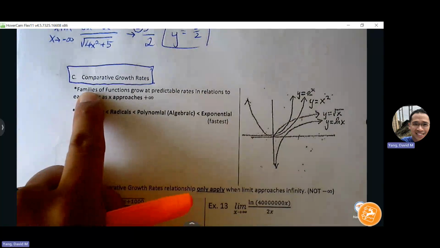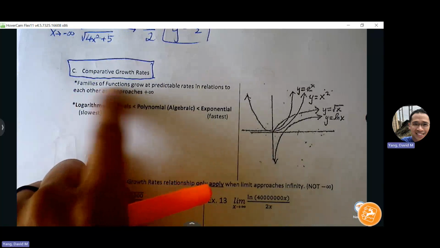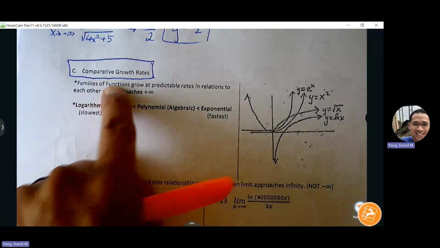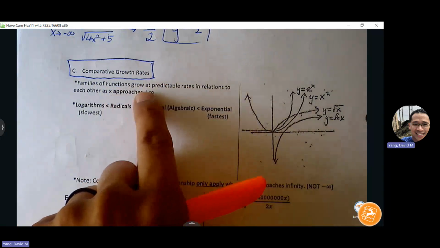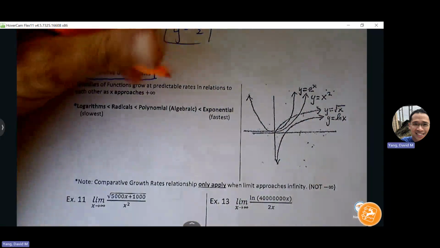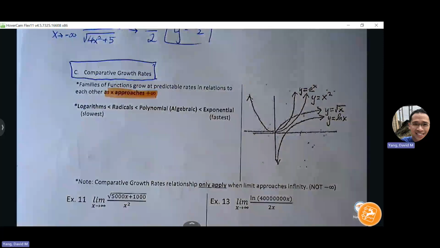So here's the big key thing here. Families of functions grow at predictable rates in relation to each other as x approaches infinity. So that's something to keep in mind, that this only works if we're approaching infinity.